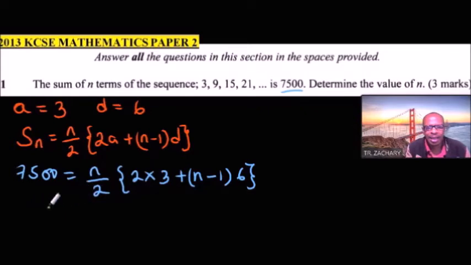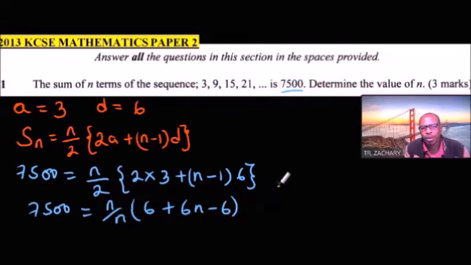So we can say 7,500 is equal to n over 2, then 2 times 3 is 6, plus, opening the bracket, 6n minus 6, and close the bracket. So this implies that 6 minus 6 will be 0, that will disappear. When you multiply n by 6n, that will give you n squared. This is supposed to be 2, not n. That's correct, this is 2. So if you divide there, you should get 3n squared is equal to 7,500.